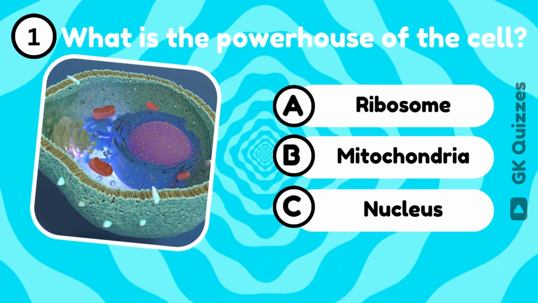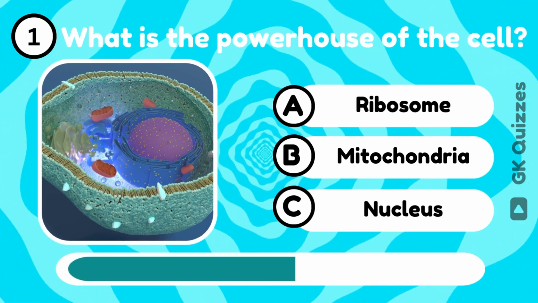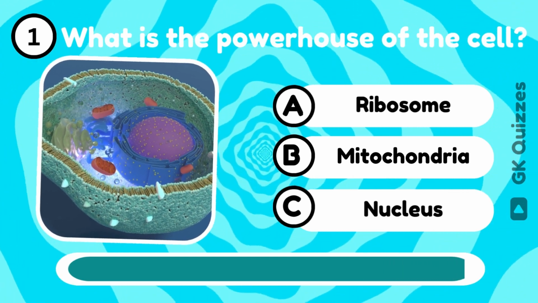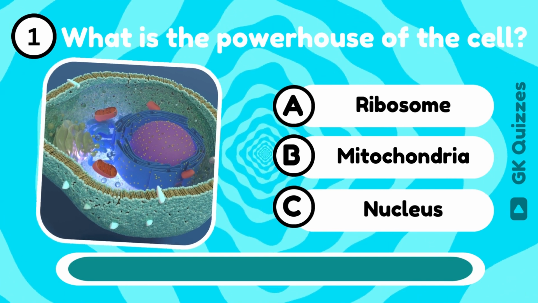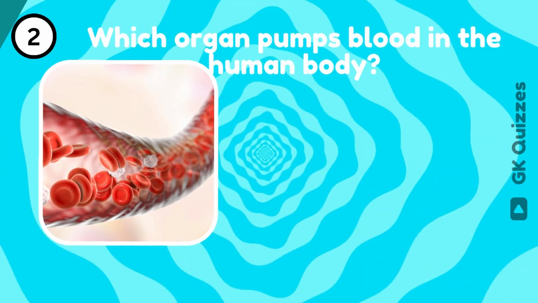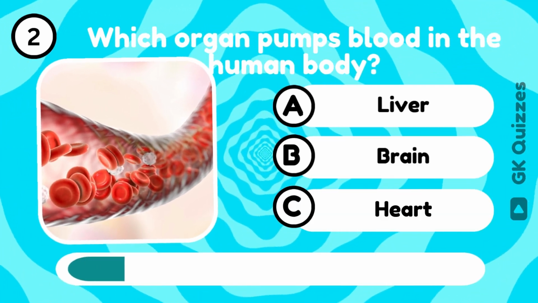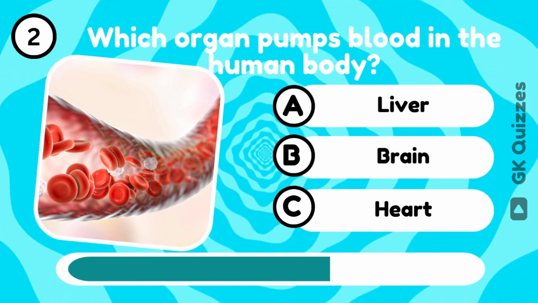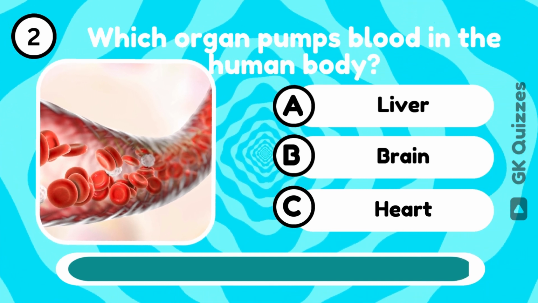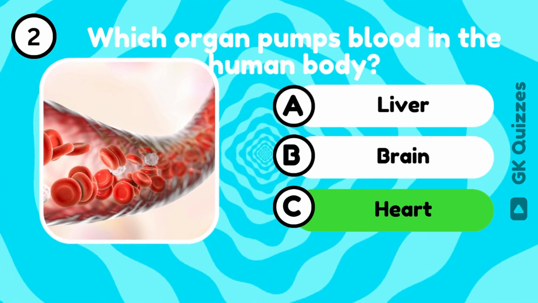What is the powerhouse of the cell? Ribosome, mitochondria, or nucleus? The correct is mitochondria. Which organ pumps blood in the human body? Liver, brain, or heart? The correct is heart.